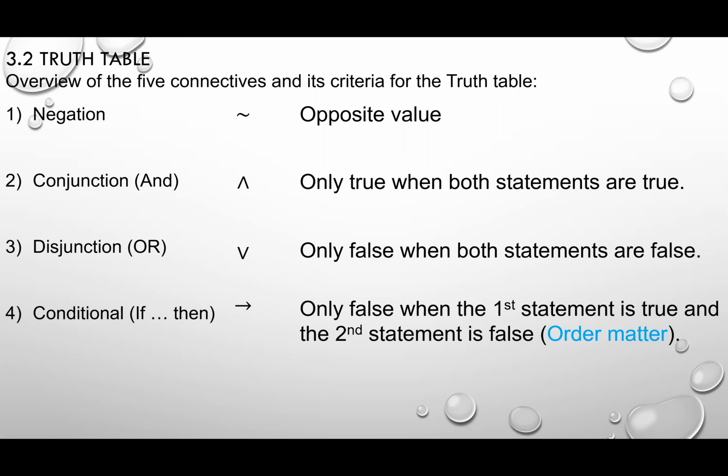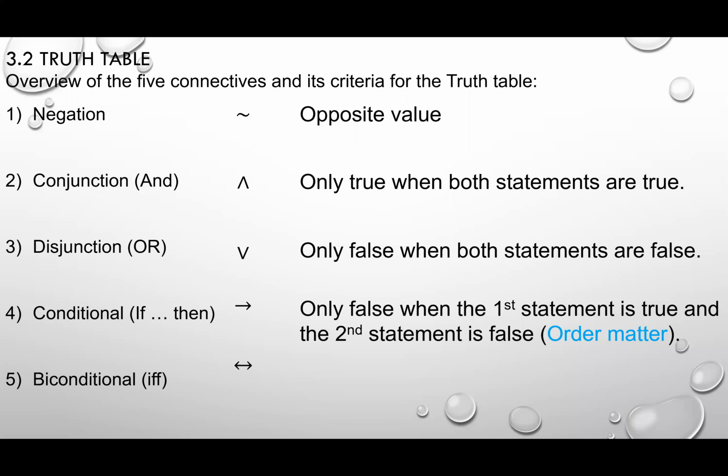And this is the one and only time that the order matters: the conditional statement. This is what they tell you is the only time that it is false: when the first item is true and the second item is false. And this is the only time that you have to look at the first item first, meaning whatever is on the left of the arrow, you look at first, and whatever is on the right of the arrow, you look at second. This is the one time that the order matters.